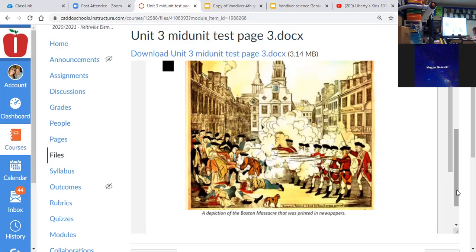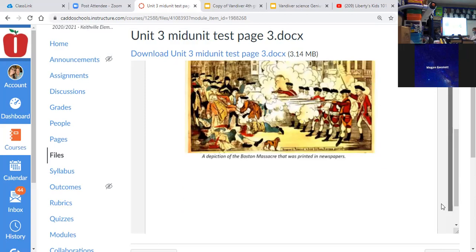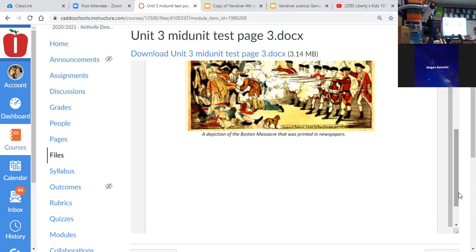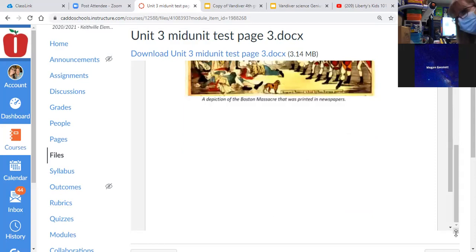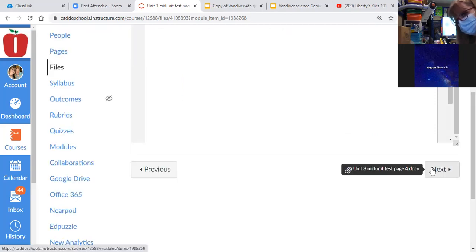Put the computer down on the desk. All right, the next one wants us to look at source 4. So we have to scroll down. Okay, guys, stop with all the noise. Next.